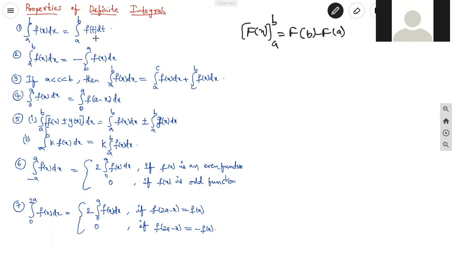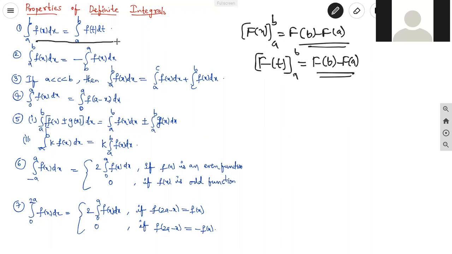Is it equal to this one? The integration of f of t is capital F of t, limits from a to b, that is equal to capital F of b minus F of a. Whatever the variable, after the integration and applying the limits, we get the same values. So integral a to b f of x dx is equal to integral a to b f of t dt. That is the first property of the definite integral.